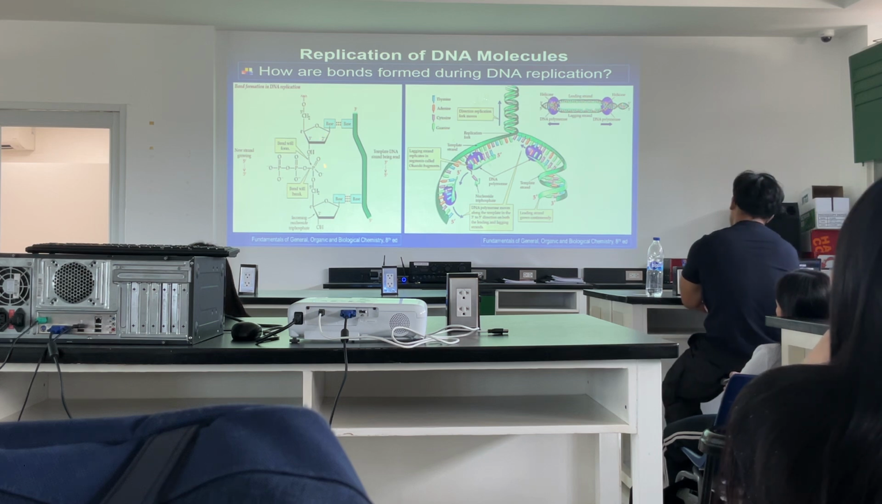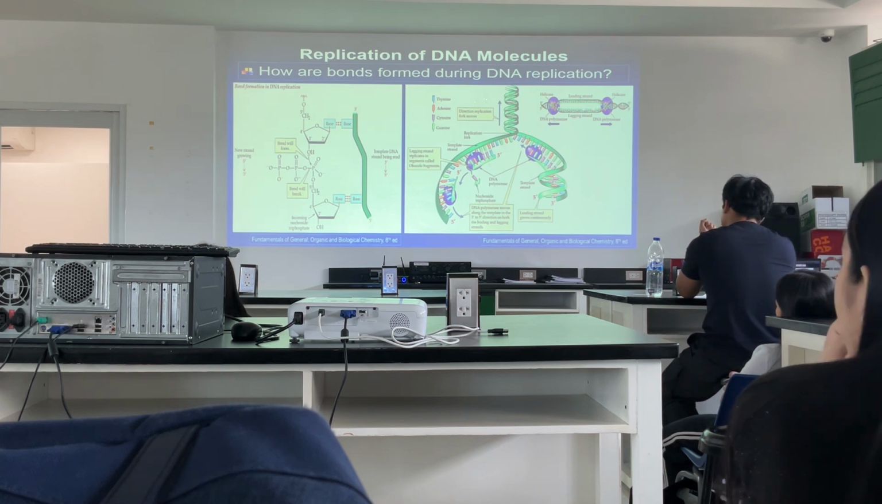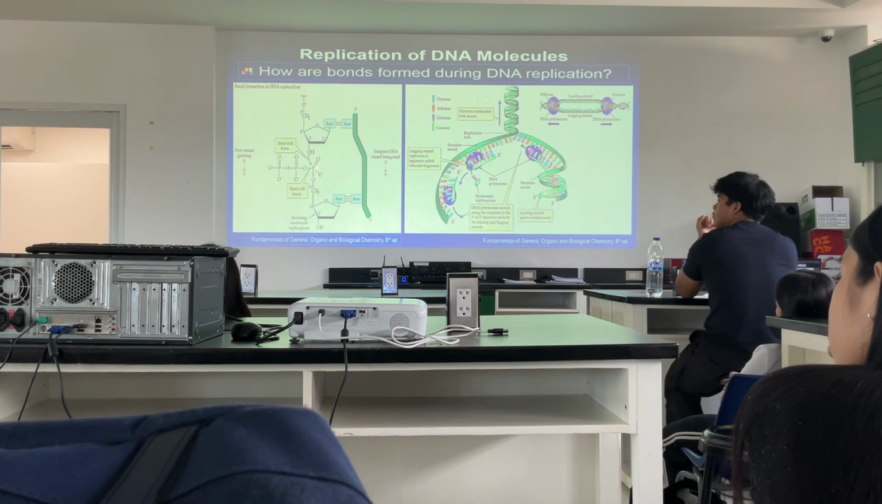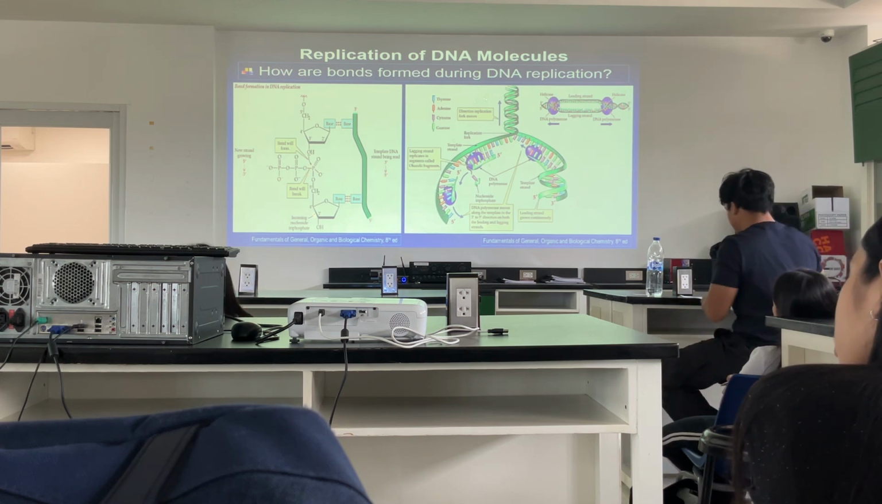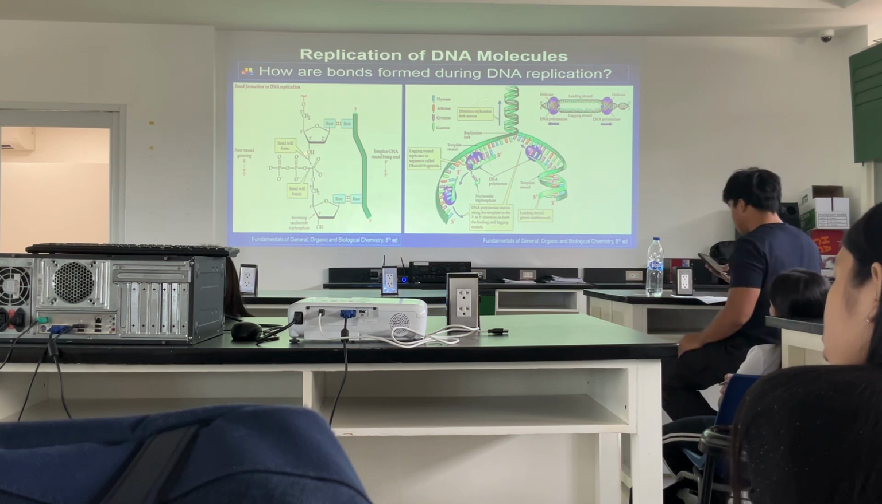So the bond that will now be formed is, what's the bond connecting nucleotides to one another? Okay, very good. Phosphodiester bond. A covalent bond will be formed between this oxygen atom and this phosphorus atom. So that's one ester bond. And this is another ester bond connecting this phosphoryl group to this ribose. So you now form a phosphodiester bond.